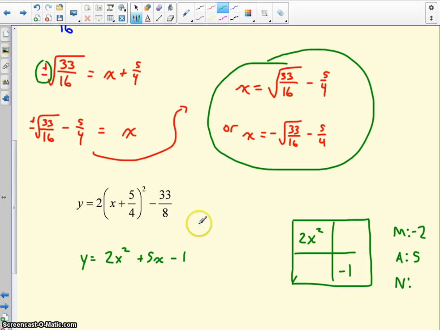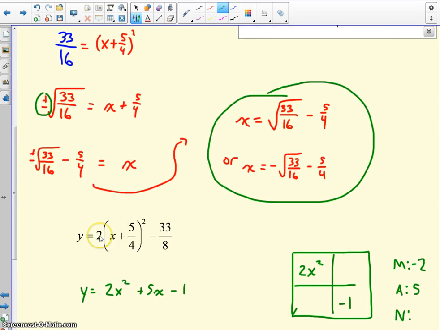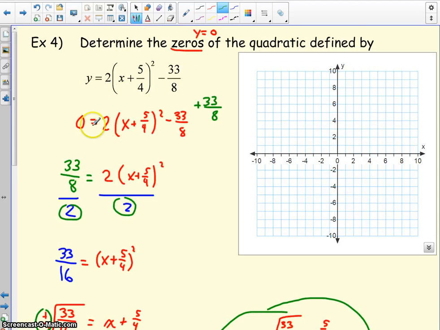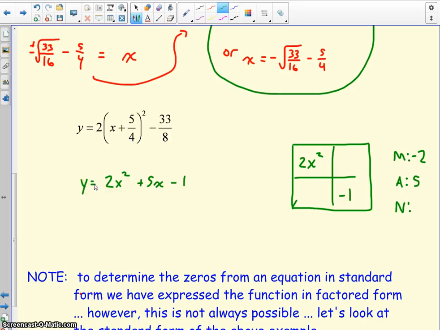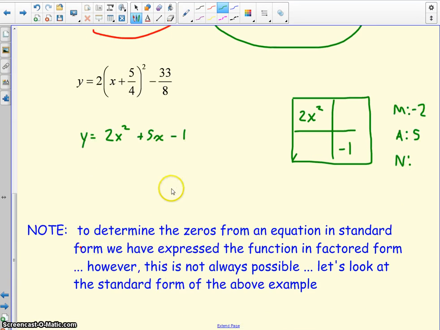So what we need to do is have it in vertex form and then do exactly what we did here. Set the equation equal to 0 and again, go through all the steps to solve for x. Now, how do we get from standard to vertex form is a different story. That's some other lessons coming up. But just keep in mind that sometimes we can't always factor something to try and find the x-intercepts.